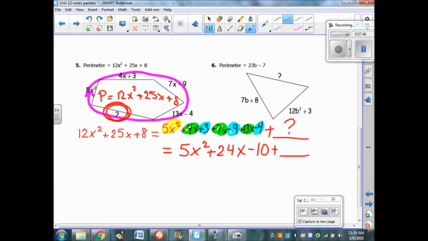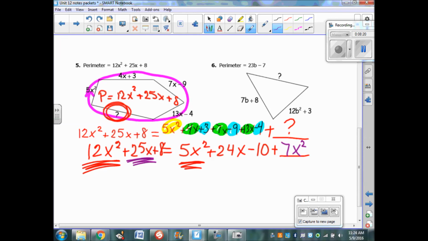Okay, so I just simplified that. I'm still trying to get to what they're telling us our perimeter is. If my x squared has to add up to 12x squared, and I already have 5x squared, how many x squareds am I missing? I need 12x squareds. I already have 5 of them. I'm missing 7 of them. Now let's look at this. I need 25x for my perimeter. I already have 24x. How many x's am I missing? I need 1x. And then I need plus 8. The perimeter says plus 8, but I've got minus 10. Pause it and think about that one for a second. Hopefully you came up with plus 18.